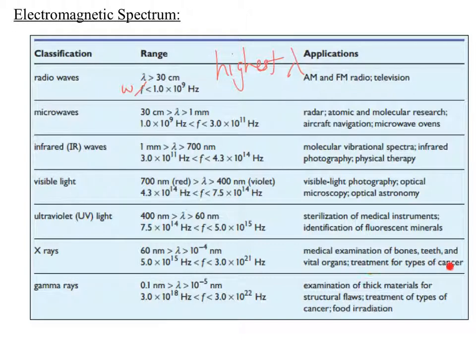And then some treatments for cancer use X-rays as well. Now, this next one is really cool. Gamma rays. Treatment of cancer, obviously, we talked about already, but also food irradiation. So if there's pesticides on food, or if the food has been altered, this is a way to, in a sense, cleanse the food.